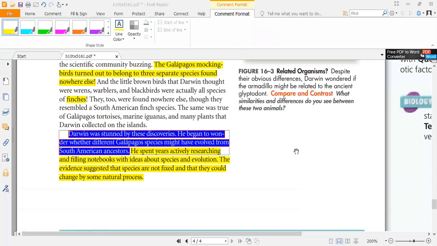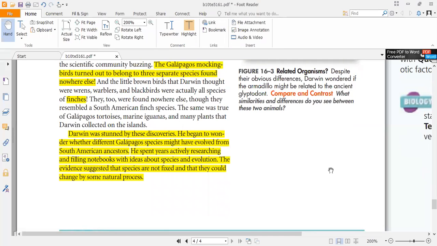Darwin was stunned by these discoveries. He began to wonder whether different Galapagos species might have evolved from South American ancestors. He spent years actively researching and filling notebooks with ideas about species and evolution. The evidence suggested that species are not fixed and that they could change by some natural process.